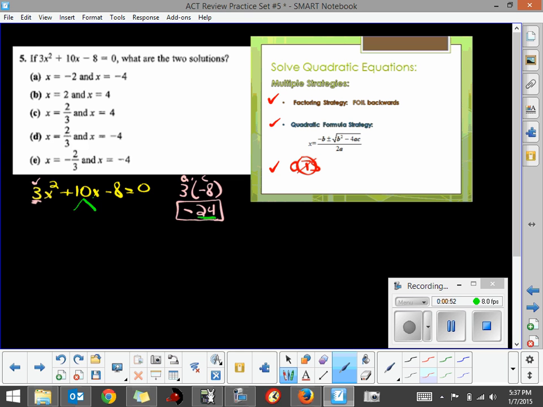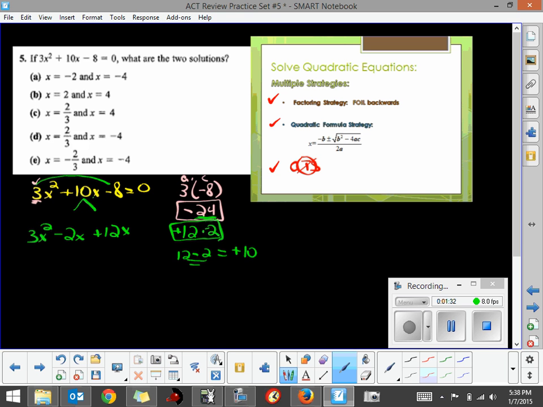So here's what I'm thinking. If I take 12 times 2, we get 24. So I want it to be a positive 12 and a negative 2, so that when I add these, a 12 minus a 2 is a 10. So with this strategy in mind, remember we take the A times the C, get a negative 24, then think of numbers you can multiply together to get a negative 24 and add together to get a positive 10. The numbers we found were positive 12 and a negative 2. When you have a positive and a negative, I would always encourage you to put the negative one first, so it's 3x squared minus 2x plus 12x.